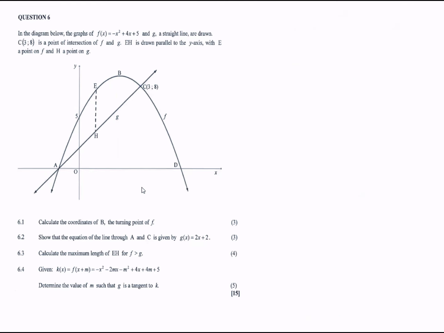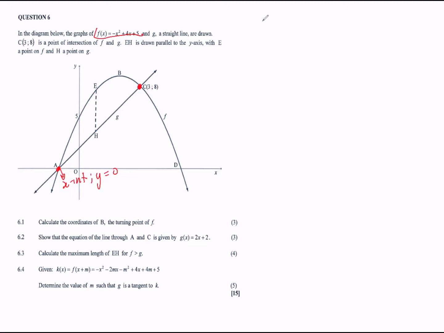Now show that the equation of the line through A and C is given by g(x) = 2x + 2, right? So we are supposed to find the equation of the straight line AC here. We already have the coordinates of C. That means we would have to find the coordinates of A. But then we understand that A is actually an x-intercept. So in order to find the x-intercept, we have to make y 0. But on which equation? Remember, we don't have the equation of a straight line, so we have no other choice but to use the equation of the parabola there, right?